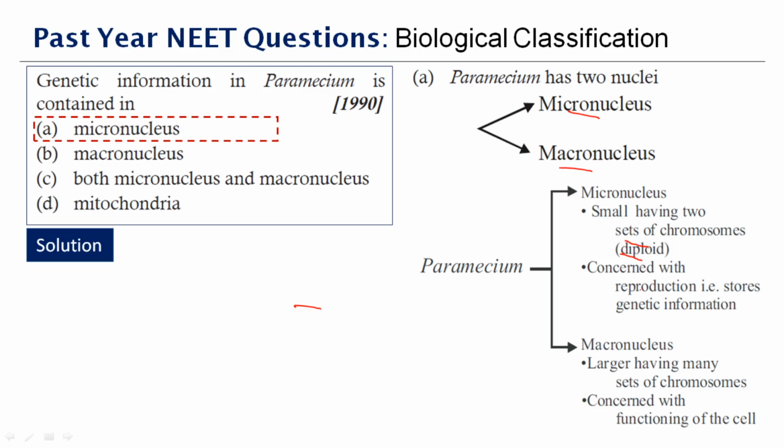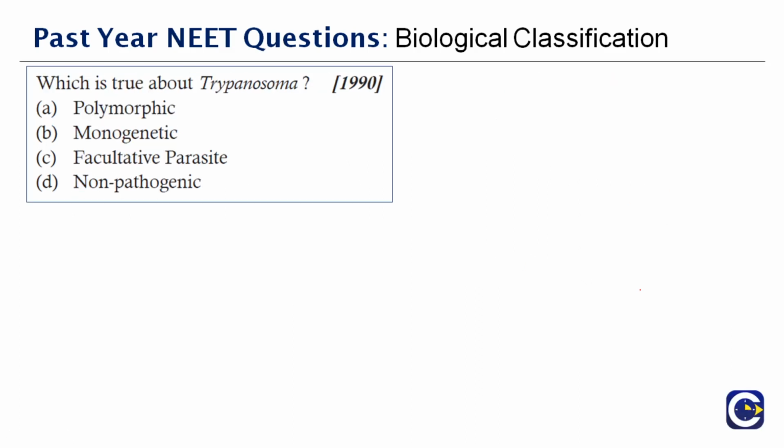So what stores the genetic information in paramecium? Micronucleus. Next question here. What is true about Trypanosoma? Again, this is an easy question for you to answer. You are given four options here. Monogenetic, facultative parasite, non-pathogenic and polymorphic.